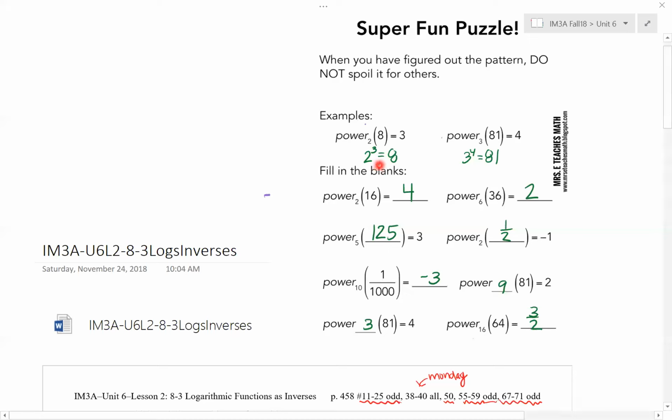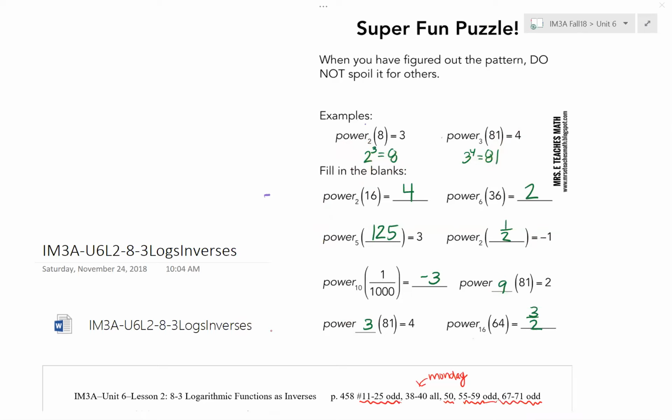So for the examples, you should have been able to deduce that 2 to the third power equals 8 and 3 to the fourth power equals 81. And so that's the relationship between the three numbers. So you should have been able to fill in the blanks for the rest of them based on that relationship.